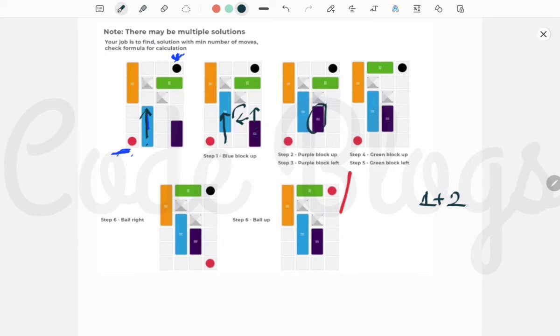Okay, so total step is 1 plus 2, and now comes step 4. Here your task is to put this obstacle one upward and then one left. So total now becomes 2, one upward and one left. After upward this is placed here, and after one left this is placed here, that means here.